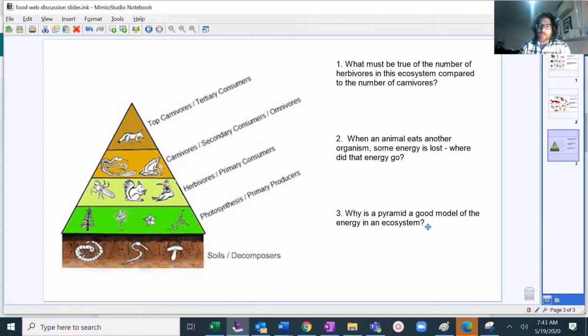So this is a good model of energy in an ecosystem because it shows how energy is getting narrower and narrower, and it's getting concentrated into fewer numbers of organisms. And so that is why there are fewer top carnivores compared to the amount of grass, the amount of trees, the amount of herbivores.